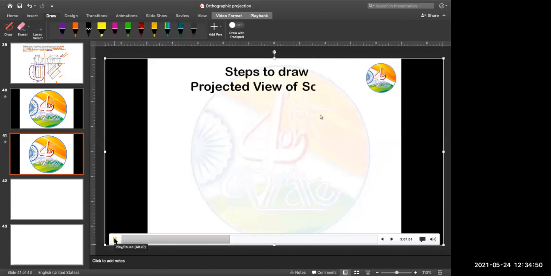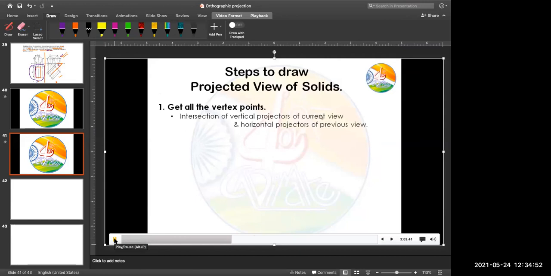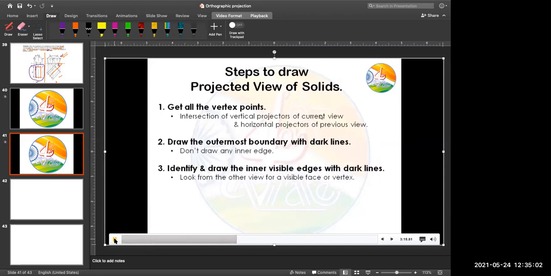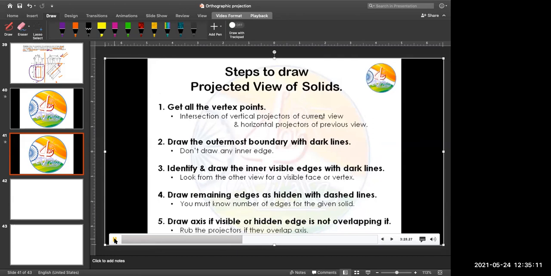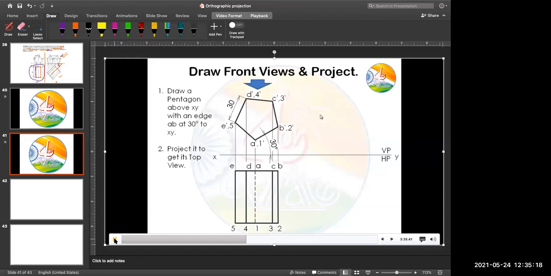Let us again have a look at the steps that we had seen for drawing the solid. In this step, first we got all the vertex points, then we drew the outermost boundary with dark lines, then we identified the inner visible edges and drew them with dark lines, and then we drew the remaining edges as hidden. Finally, we had to draw the axis, which in that case we didn't draw because it is not so necessary. Anyway, you can find the center point of the prism and continue to draw the axis if you wish to do so.